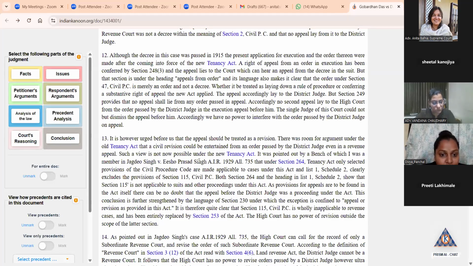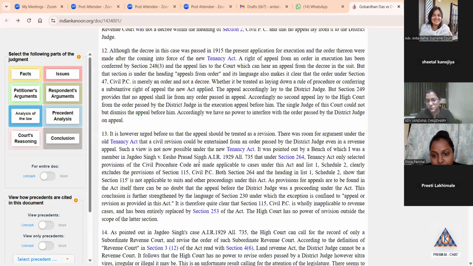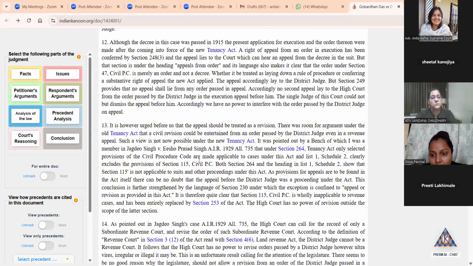This conclusion is further strengthened by the language of Section 230, under which the exception is confined to appeal or revision as provided in this Act. It is therefore quite clear that Section 115 Civil Procedure Code is wholly inapplicable to revenue cases and has been entirely replaced by Section 253 of the Act. The High Court has no power of revision outside the scope of the latter section.